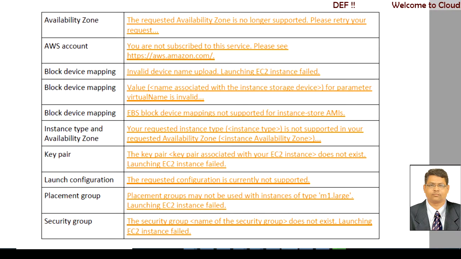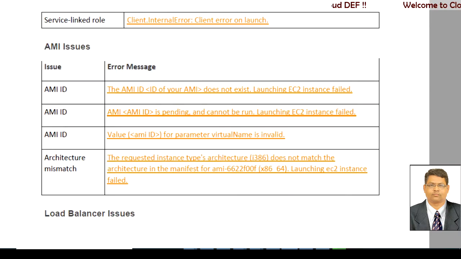AMI issues. Issue, error message. AMI ID: the AMI ID <id> of your AMI does not exist. Launching EC2 instance failed. AMI ID: AMI <id> is pending, and cannot be run. Launching EC2 instance failed. AMI ID: value <id>, parameter virtual name is invalid. Architecture mismatch: the requested instance type's architecture, i386, does not match the architecture in the manifest for the AMI, x86_64. Launching EC2 instance failed.